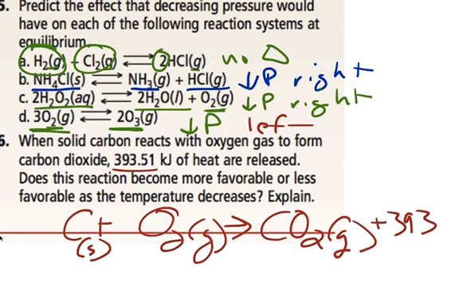Does this reaction become more favorable or less favorable as the temperature decreases? And again, this is in equilibrium, so if the temperature decreases, we're essentially removing heat from this reaction. If we remove heat, the equilibrium is going to shift to replace it, so it's going to be more favorable.